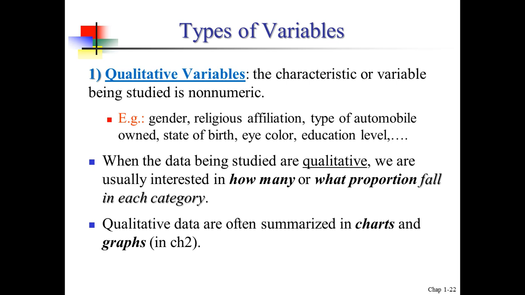So the variables that we study by not using number we call qualitative variables. For example, male, female, Buddhism, Catholic, or maybe Muslim, or maybe Honda, Suzuki, or Yamaha, something like this. When the data being studied are qualitative, we are usually interested in how many or what proportion fall in each category.